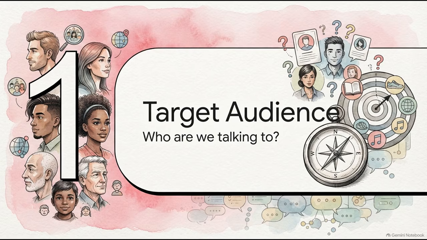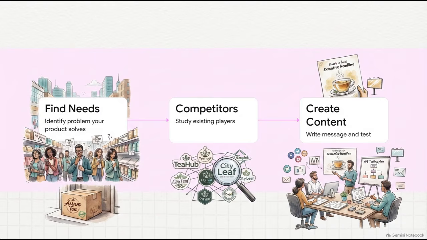Starting with step 1, finding your target audience. Basically defining exactly who we are talking to. Imagine you're staring at a completely blank whiteboard. This first step is all about identifying the exact specific people you want your message to reach, because you simply cannot speak to everyone at once. It just doesn't work. So advertisers follow 3 very clear steps here.